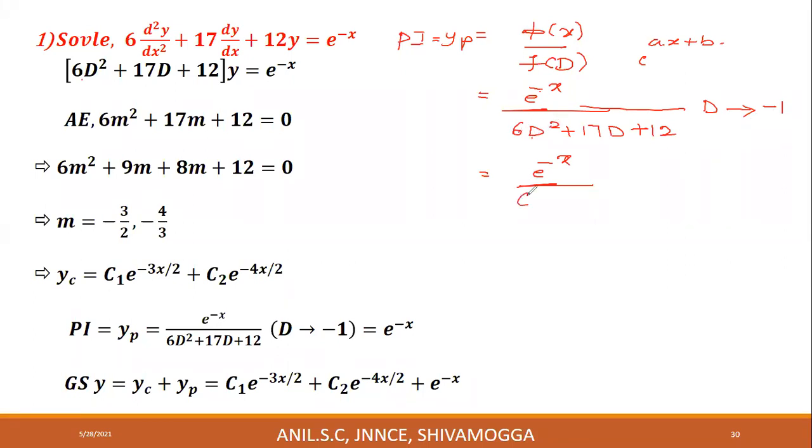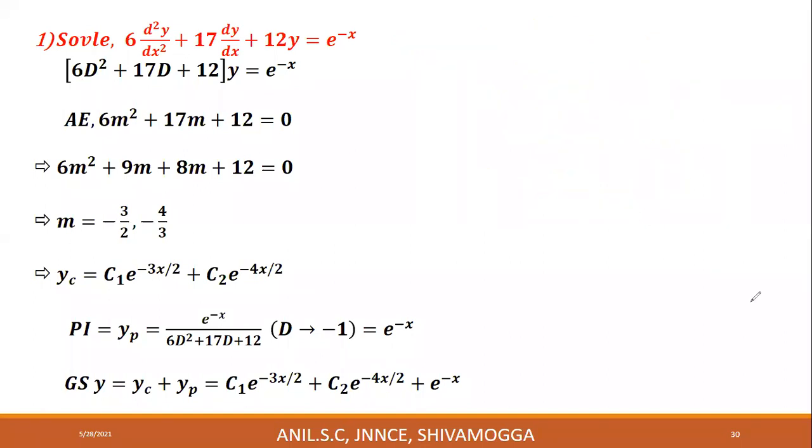1 into 6 is 6. 17 into minus 1 is minus 17, plus 12. This is equal to e power minus x. The particular integral is e power minus x, and this is the solution without the involvement of arbitrary constants. There is no C1, C2 here. You make a note of this. For your doubts, you can unmute and ask.